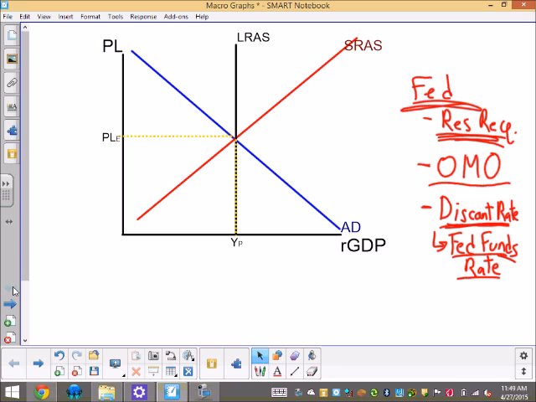Fiscal policy. All right, guys. Good luck, and focus on some crowding out problems. We've already gone over that, but that's fiscal policy related.